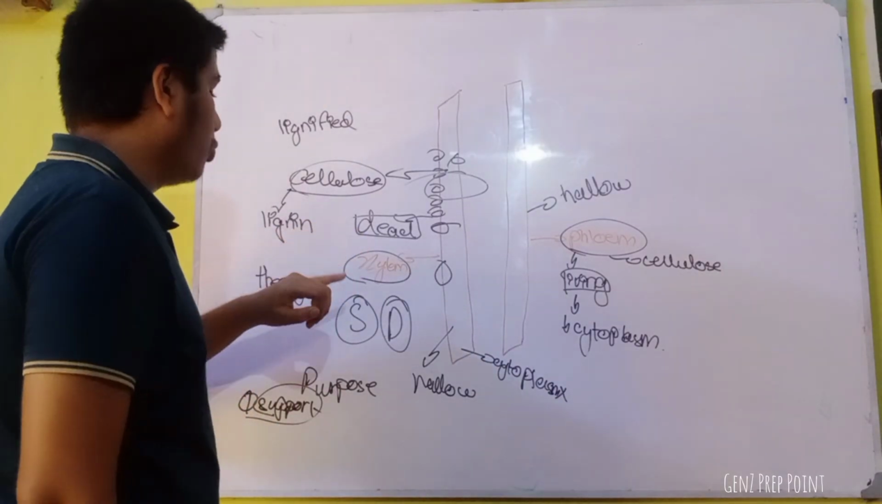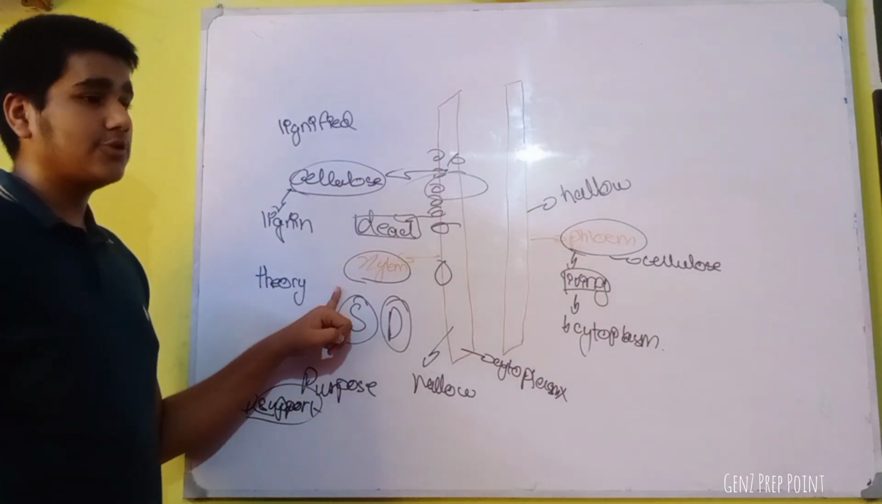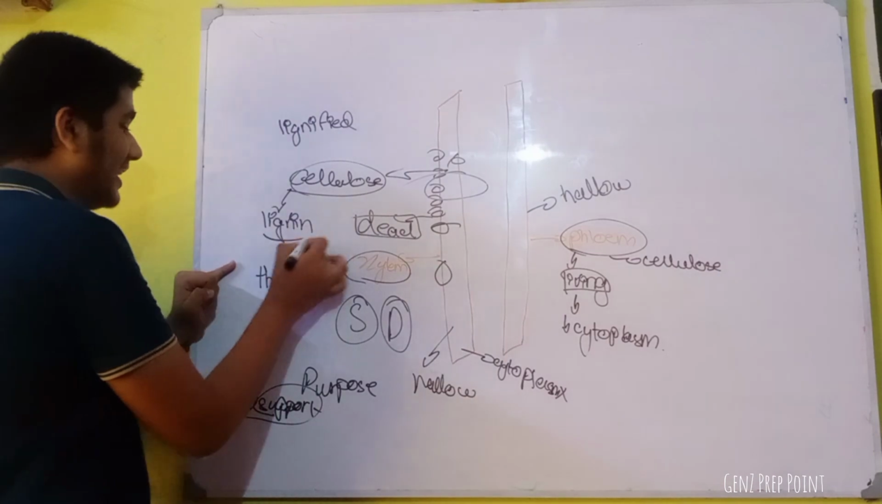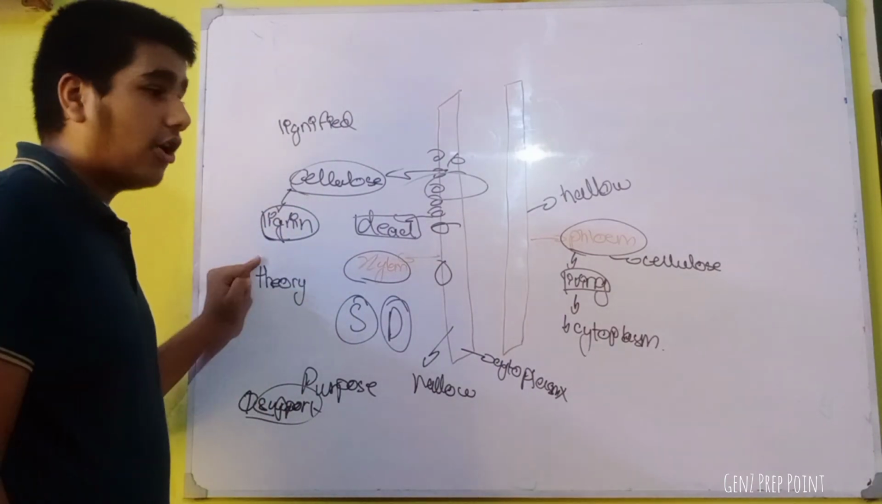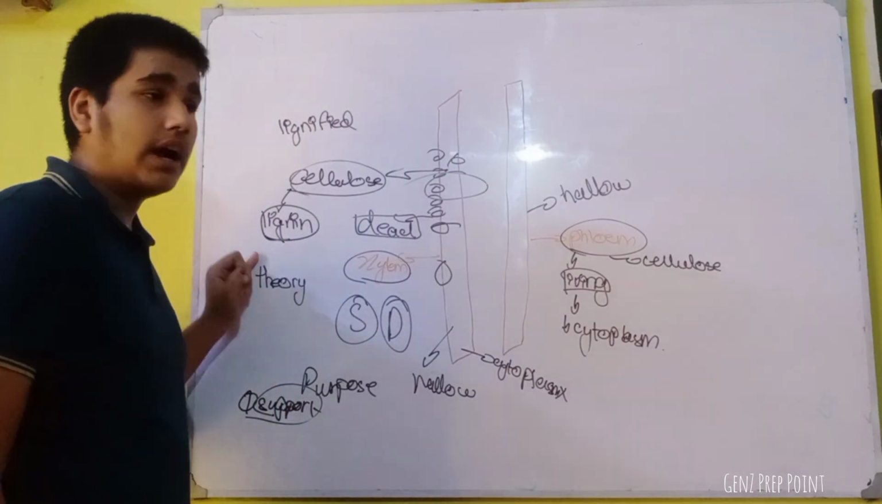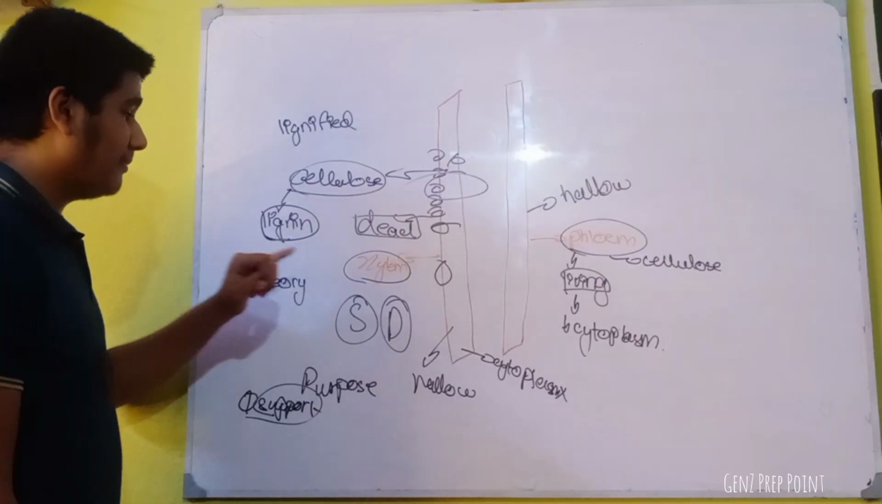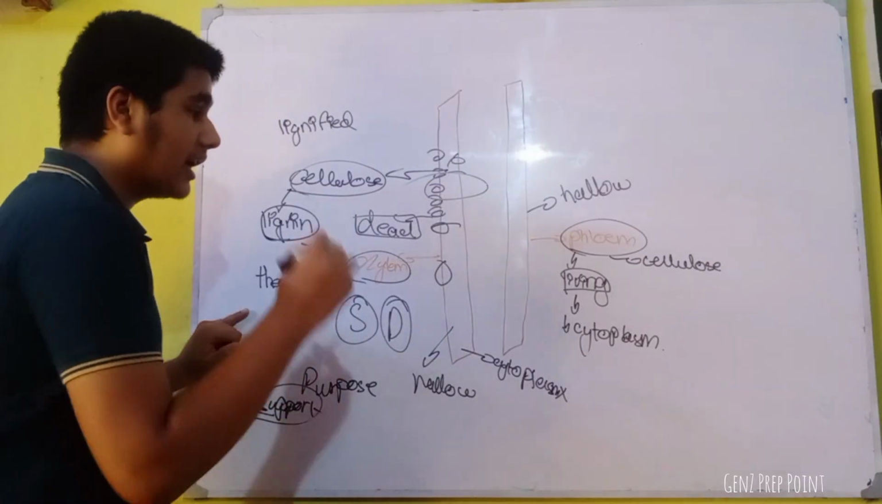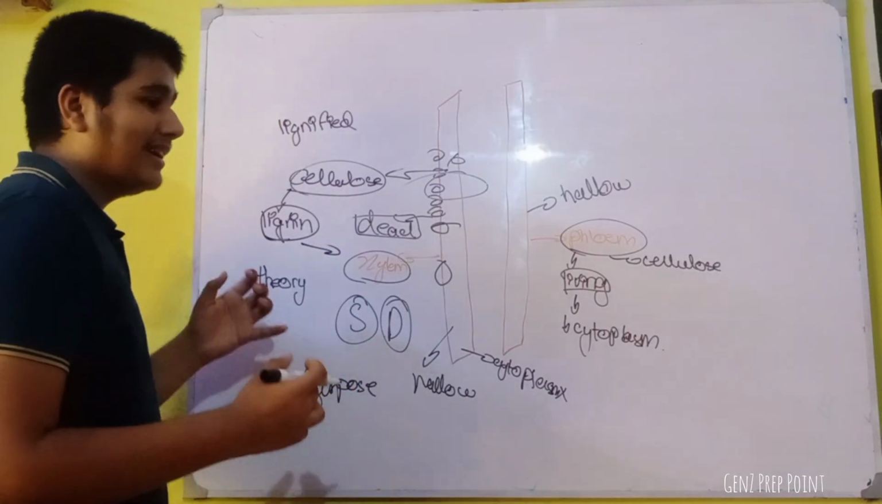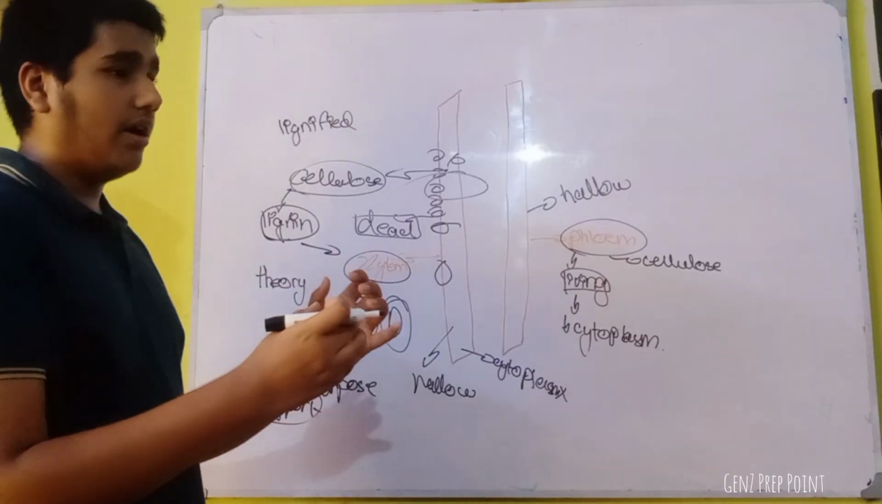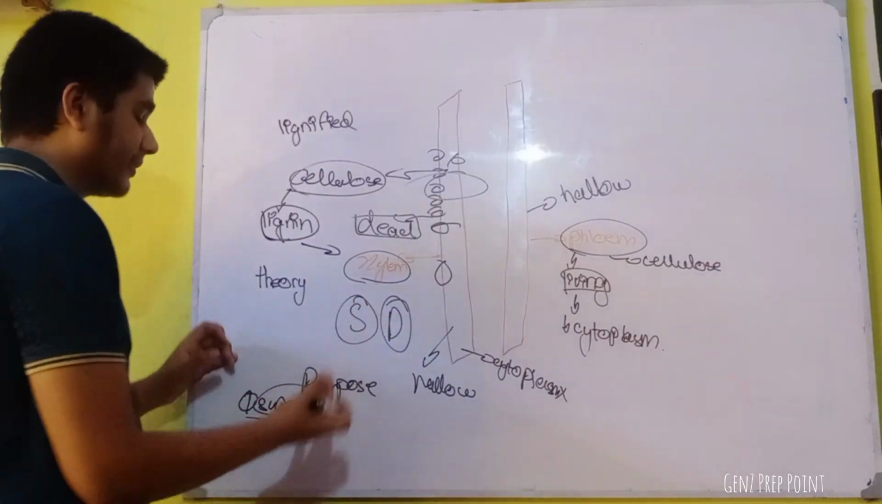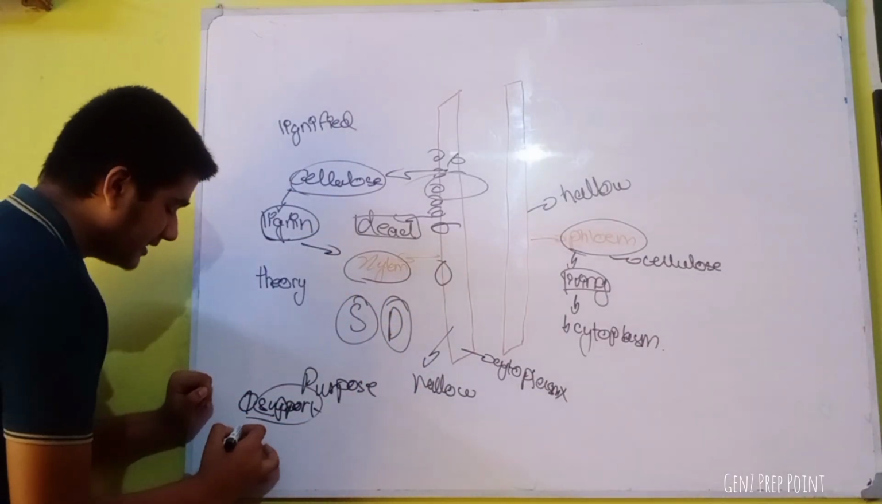Now, why is the purpose of xylem to support? Because it has lignin in its wall. Because of lignin, it's rock hard. Lignin makes xylem rock hard. That's why it's capable of standing the weight of a tree. So the first purpose is support.